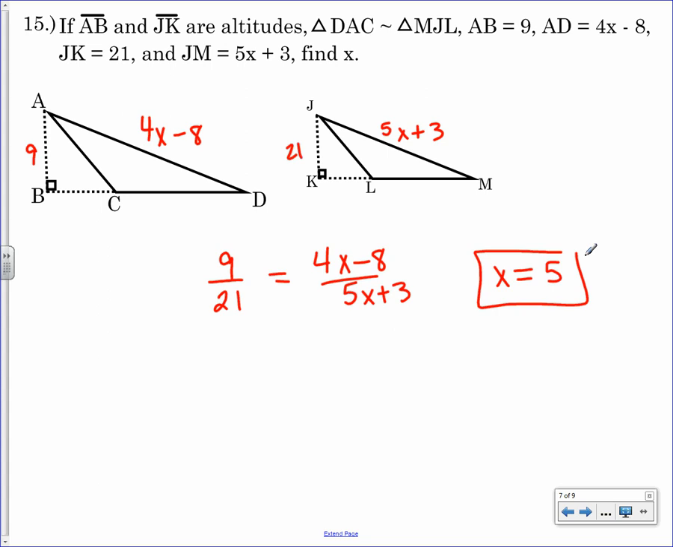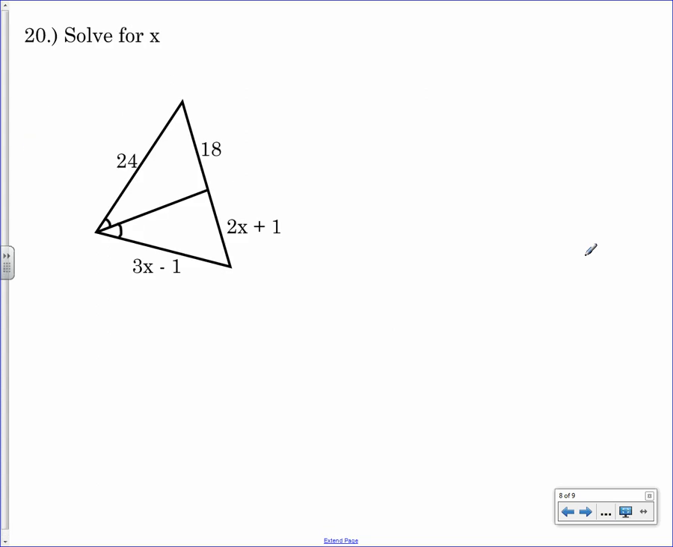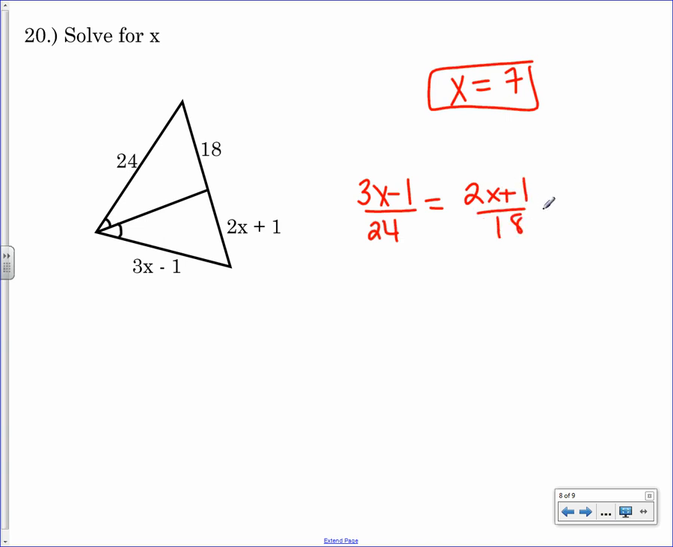Last call on number 15. Does anyone need help with the x is 5 part? Okay. Number 20, yes. You should get 7. Take your time, finish the problem. If you didn't get 7, tell me the proportion you set up so I can solve it your way. If you're struggling, I did 3x minus 1 over 24 equals 2x plus 1 over 18. You don't have to, but that's just what I did.